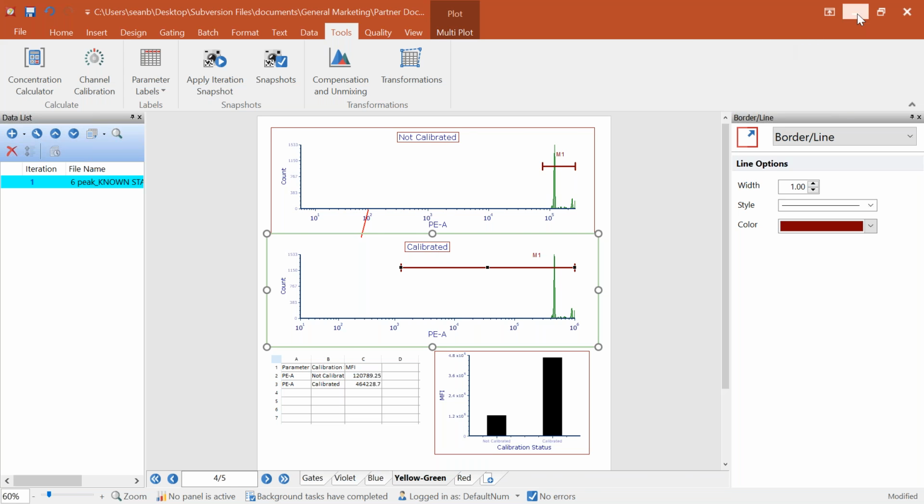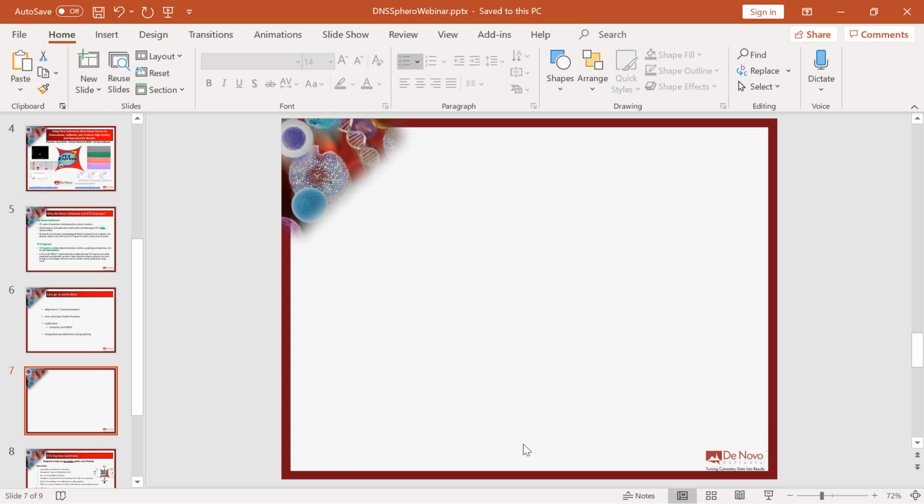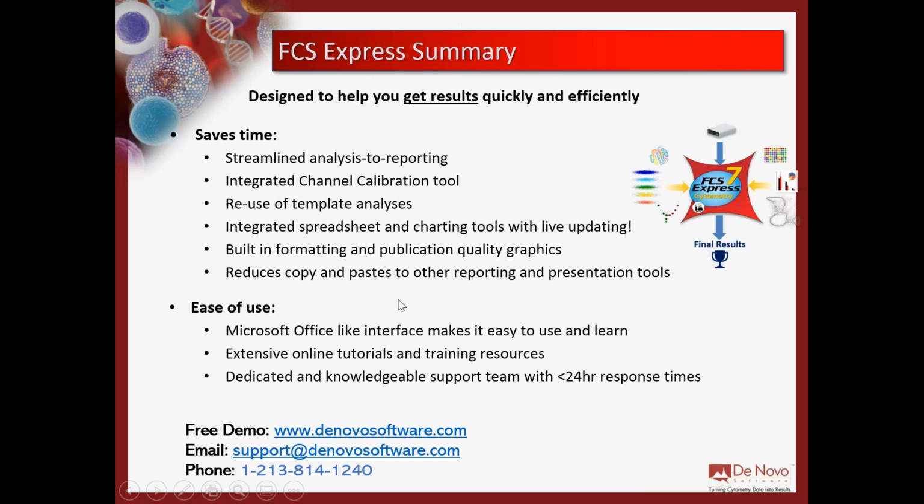So again, I think this is all pretty simple stuff to do, right? Creating the templates isn't very difficult. Working with the spreadsheets in FCS Express isn't very difficult. And really what we're trying to do here is streamline that analysis to reporting while reducing copy and paste to other reporting and presentation tools. If you had to copy and paste every particular population where you wanted an MFI value converted to MESF, that would be kind of a big pain.